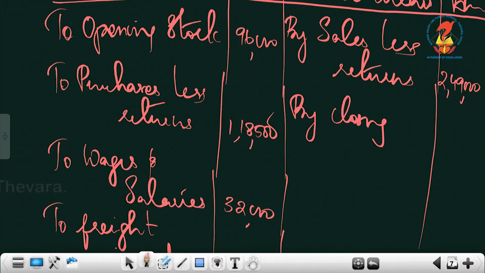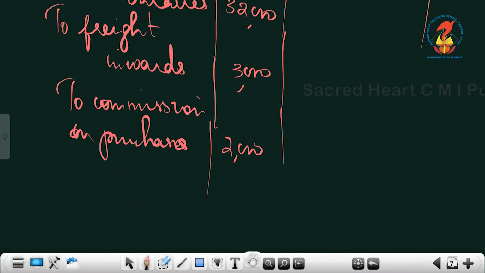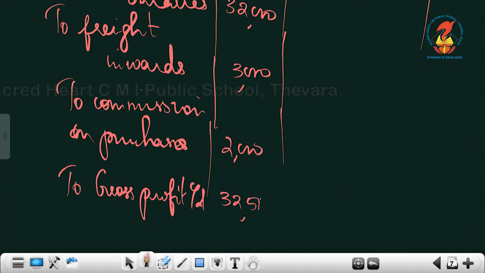By closing stock, the lesser value you have to take, that is 35,000. Then you find the balance. So where is the shortage? Shortage is on the debit side, 32,500. To gross profit, carry down 32,500.